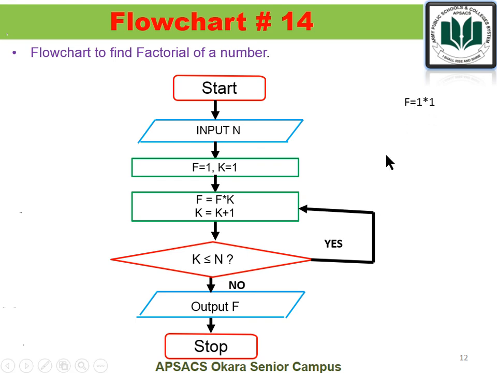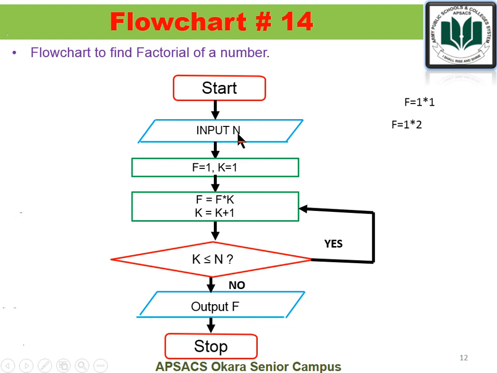Okay, so let's explain this flowchart. First, suppose the first value of f is 1. Why 1? Because f is equal to 1 and k is equal to 1. So 1 multiplied by 1, the output will be 1. So the next value of k will be k + 1, which is 2. So is 2 less than or equal to n? Yes. Which number have I taken as n? First suppose n is 5.